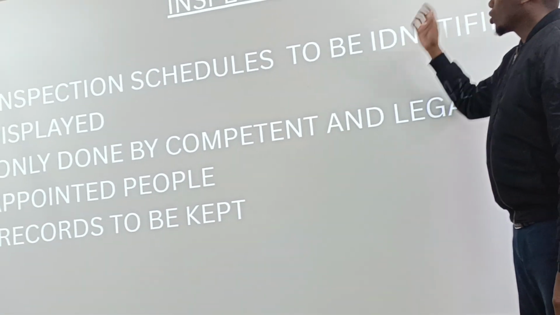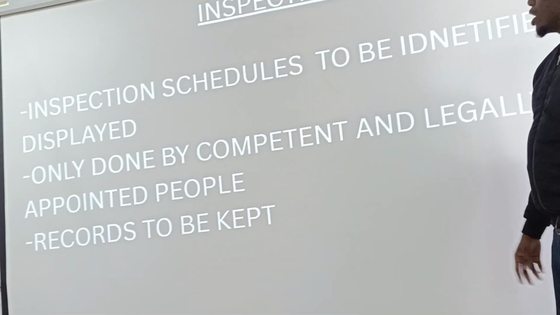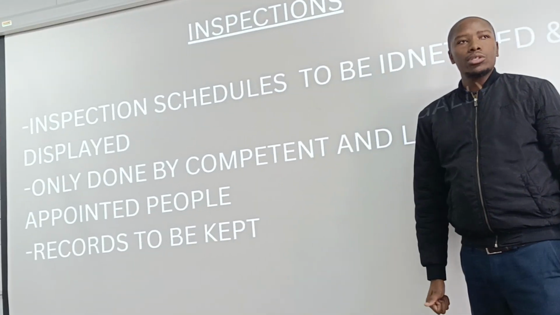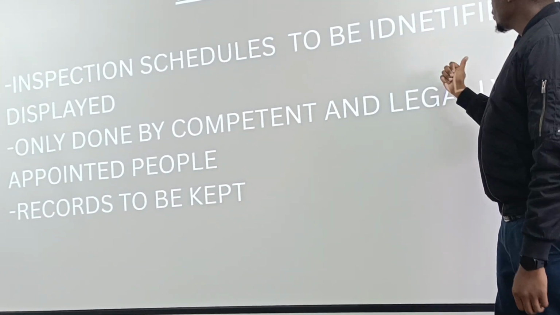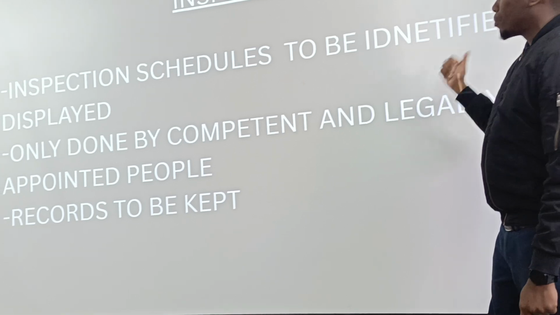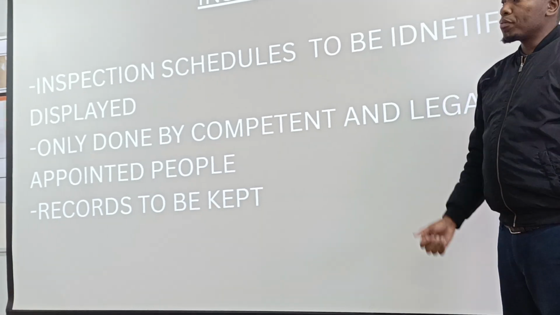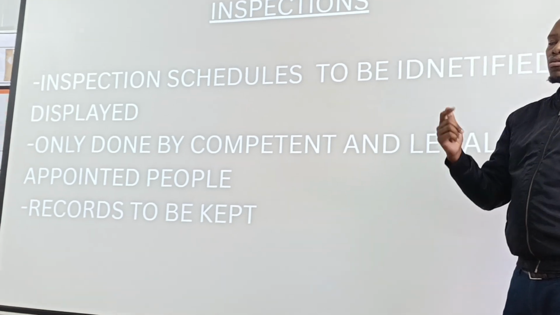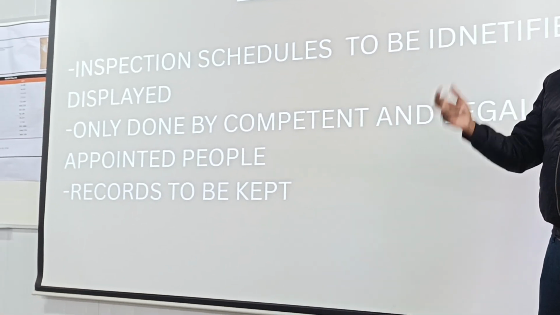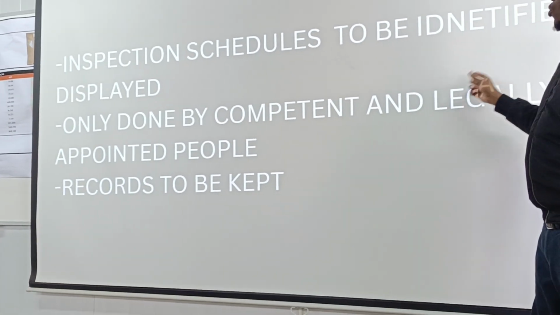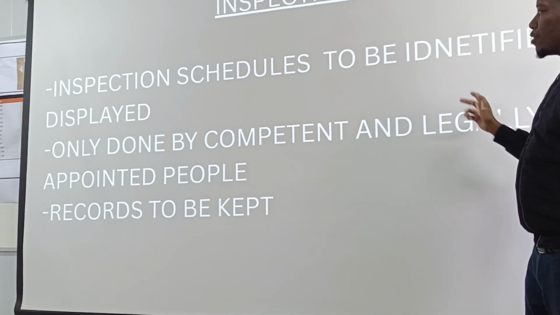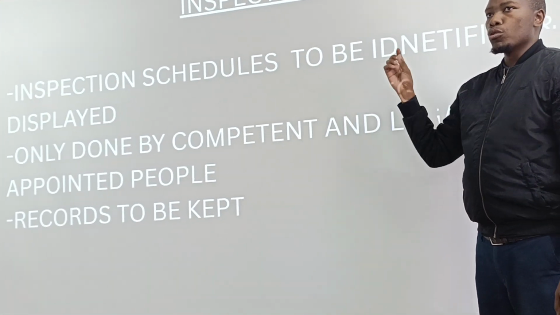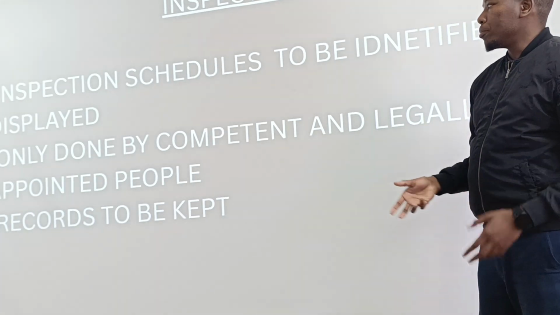Now we will go to inspections. Under inspections, we have what we call inspection schedules. The inspection schedules are always planned. What we mean by that is that inspection schedules are planned by the chief safety officer. So when we go for inspections, we will know already that on this day I have to do an inspection on this pit and do 1, 2, 3. So under this one, it's an inspection schedule to identify and display. Normally they display them on the notice board for the safety team or the safety committee.